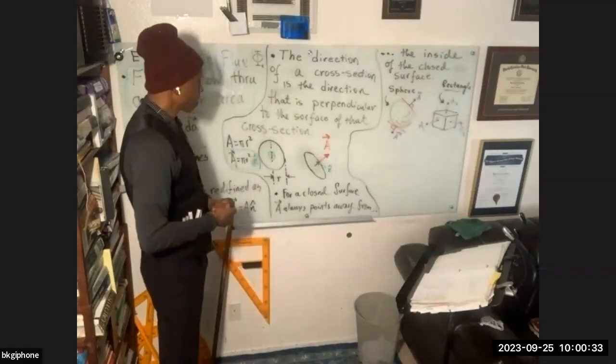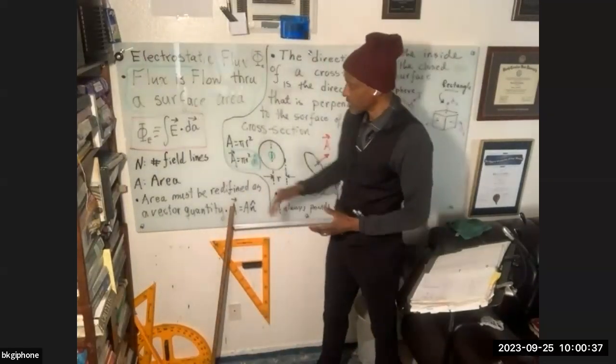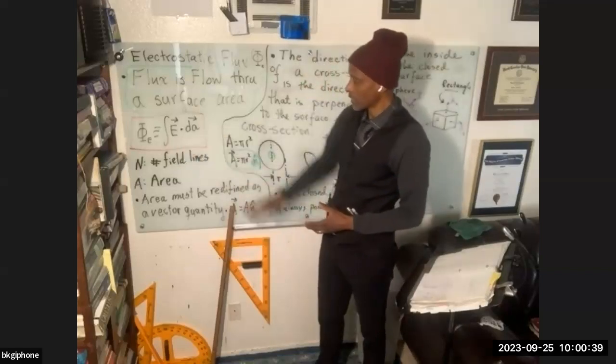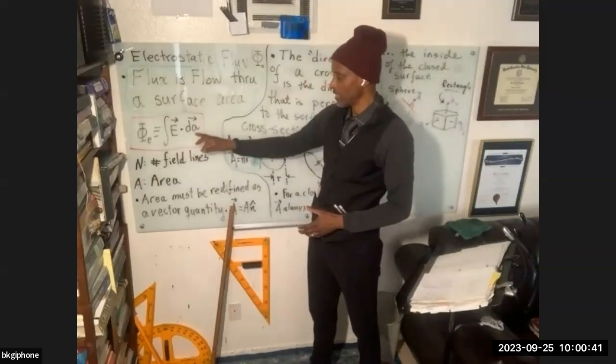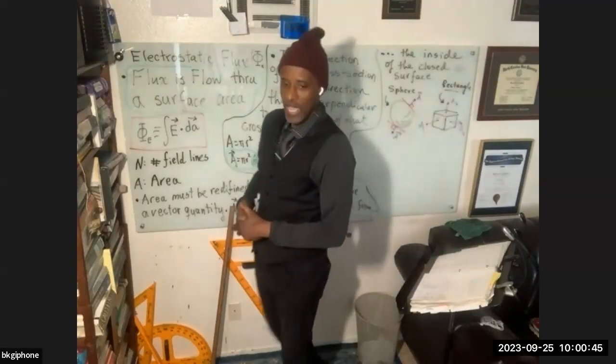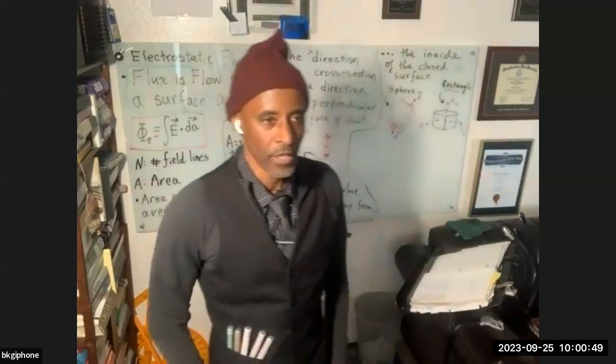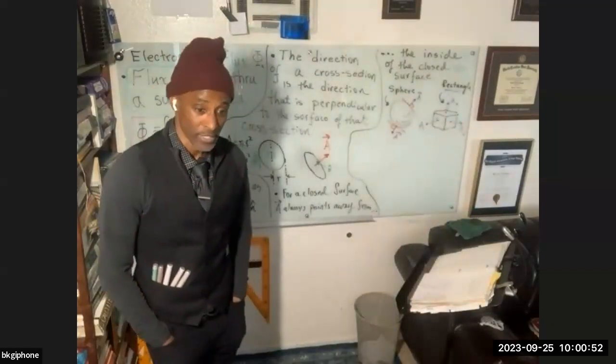And now I've digressed just a bit, because in this formula, E represents the electric field, and dA represents a differential surface element. I've been talking about the fact that up until now, you've only thought about area as a scalar quantity.